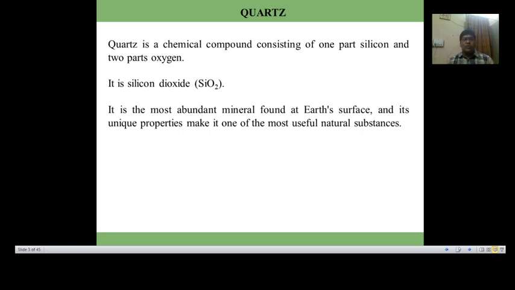It is the most abundant mineral found in the earth's crust, on the earth's surface, and its unique properties make it one of the most useful natural substances. Plenty of quartz is available in the earth's crust. There is no deficiency, and some of the unique properties it has make it a more popular and useful material.